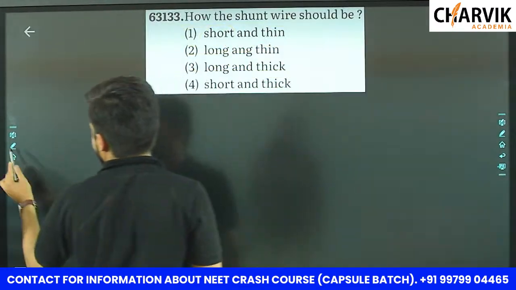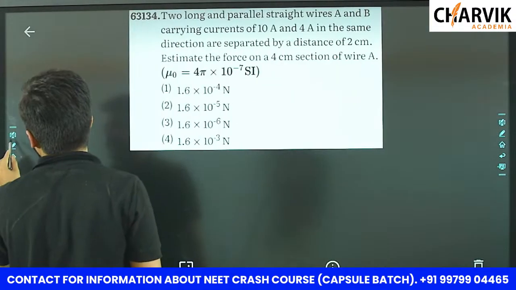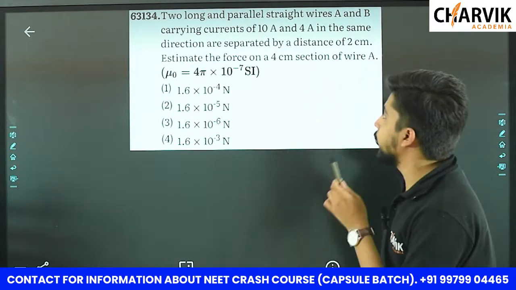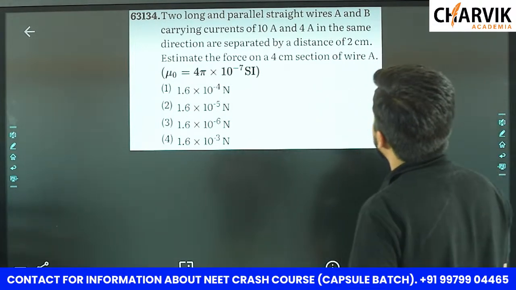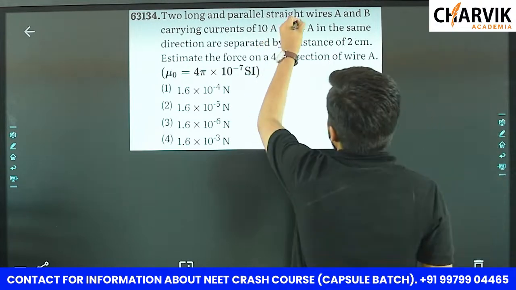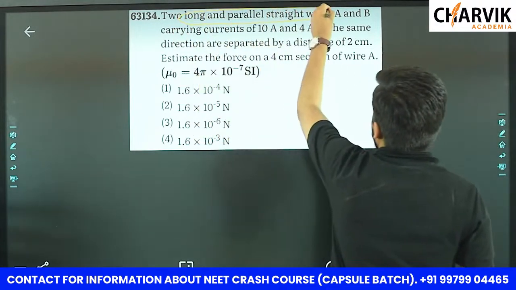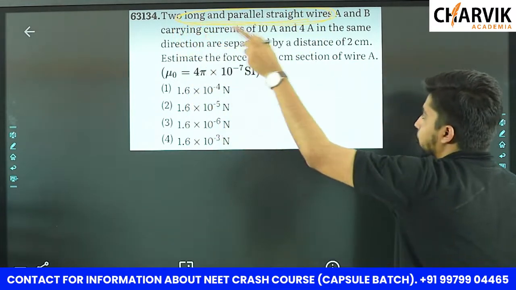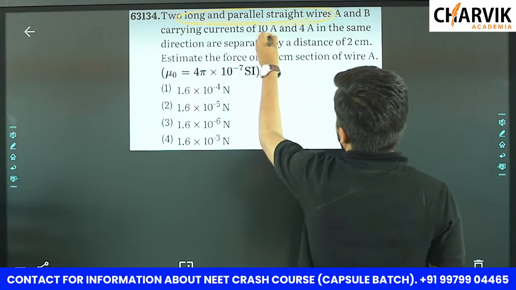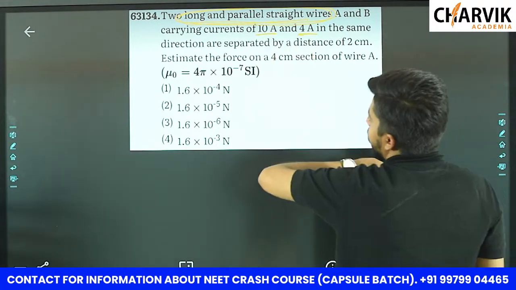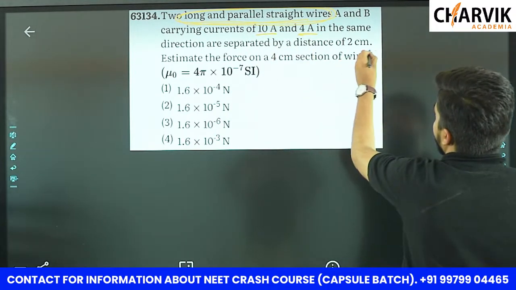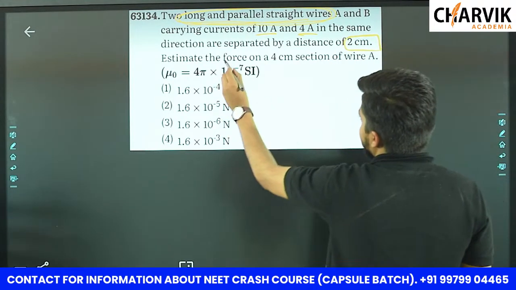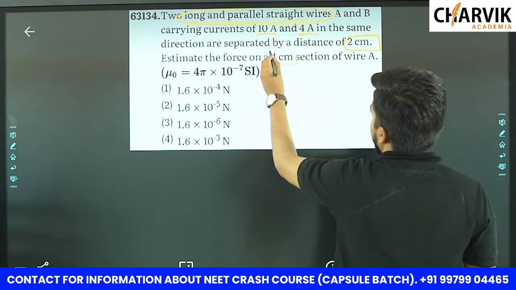Okay, let us move to the next question. You have seen that formula of the resistance in chapter number 3, standard 12. The next question says: two long and parallel straight wires A and B, carrying currents of 10 ampere and 4 ampere in the same direction and separated by a distance of 2 centimeter. Estimate the force on a 4 centimeter section.